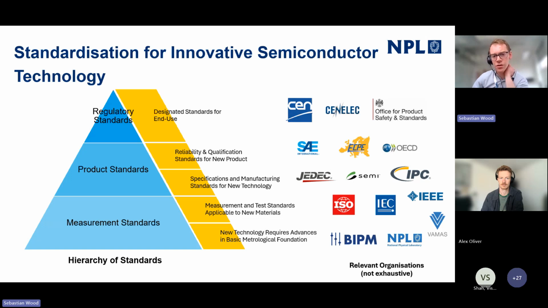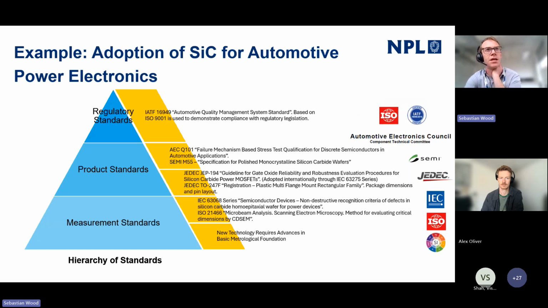So to bring this to life a little bit, I've got an example. This is particularly looking at standards that have recently been published, or some are still in development, that relate to the adoption of silicon carbide for automotive power electronics. The very bottom layer is the really basic foundational stuff, which is the SI system of units. And you can see in the second layer, or the second orange box, there are some ISO and IEC standards. I think Vish will speak about this more, but these are quite basic measurements that you might need to do. So if you're doing trench etch, you need to understand the critical dimensions of that, or you need to define your defects and how you're going to inspect and label them.